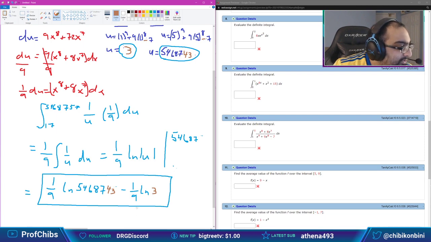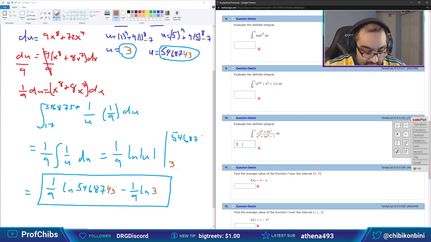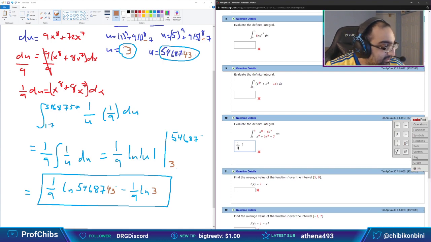Alright, the rest of it is exactly the same. So nothing else changes. The +7 just changes the limits of integration. Okay, well, let's try it out anyway. Let's see if we got this.